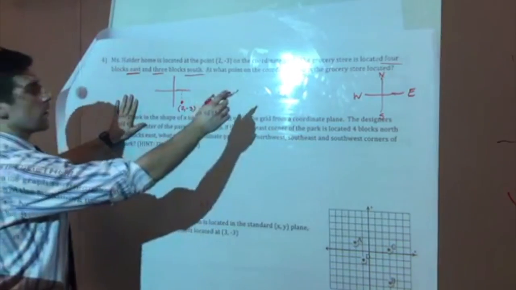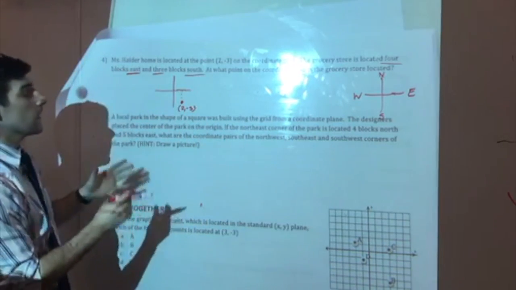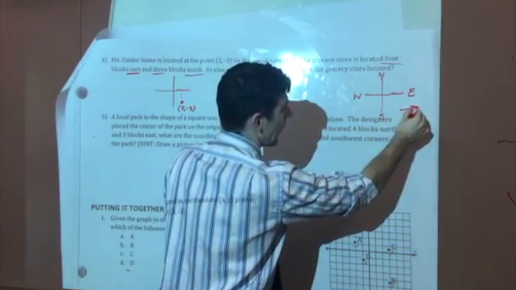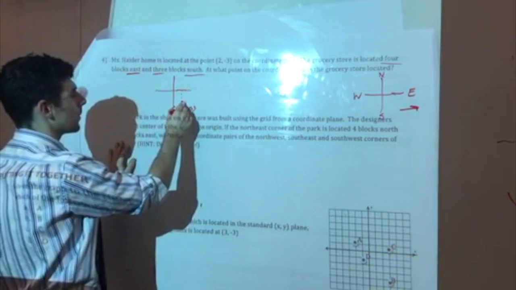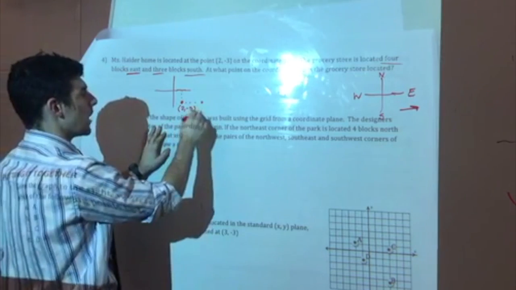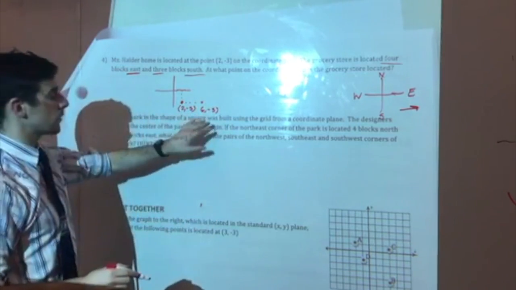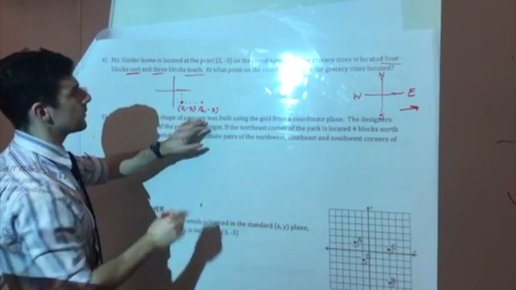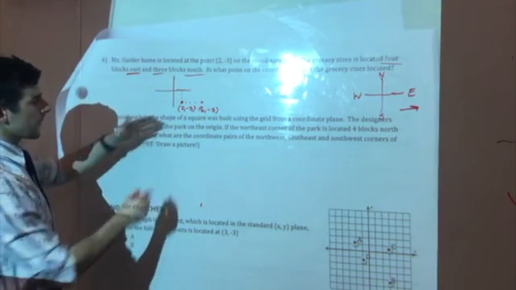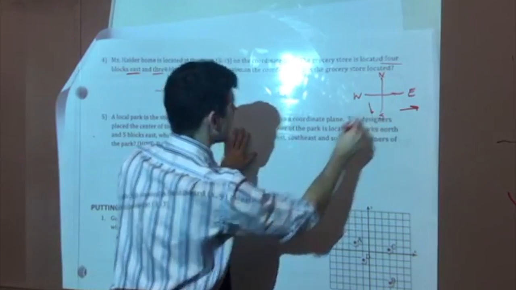So it's saying from her house, the grocery store is located 4 blocks east. So that means I'm going to move 4 units east. And east in this case is in the positive x direction. So I'm going 1, 2, 3, 4. I'm not done, but now I'm at point 6, -3, because 2 plus 4 equals 6. But that's not the final location, because then it says, in 3 blocks south. I should have drawn more of my coordinate plane, but south is going to be down in the y direction.